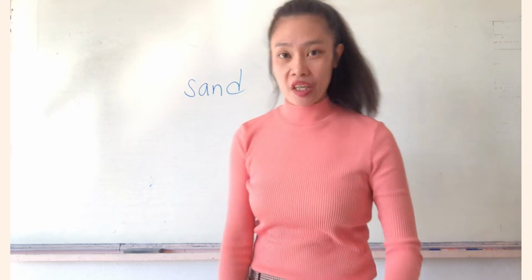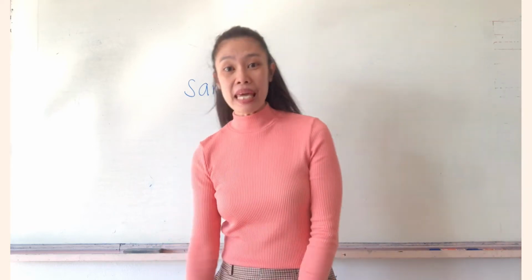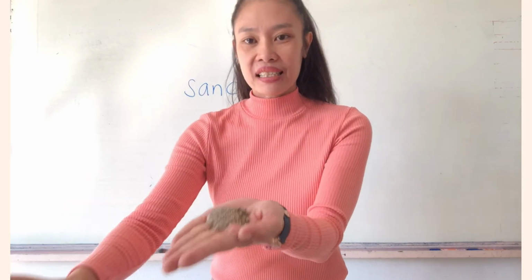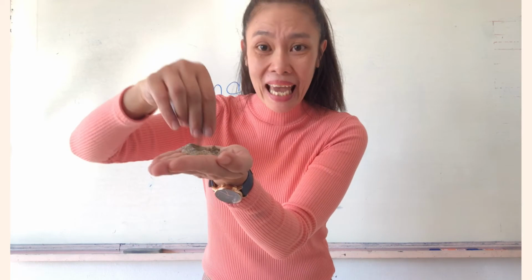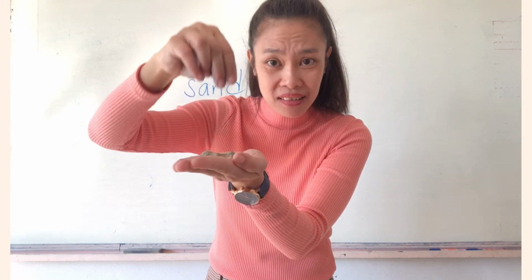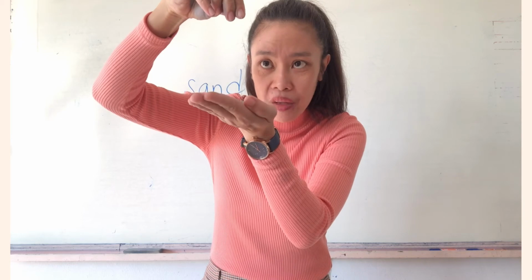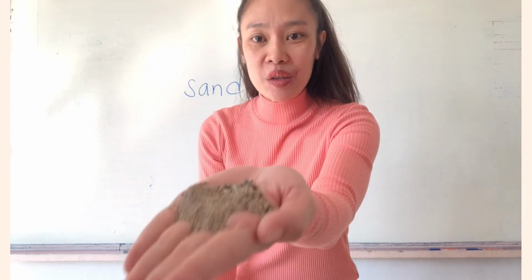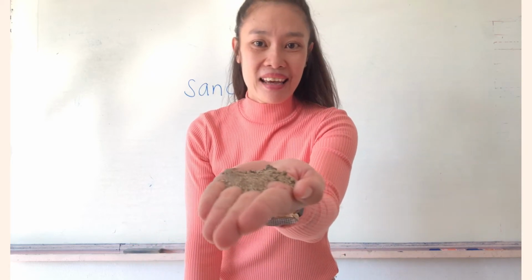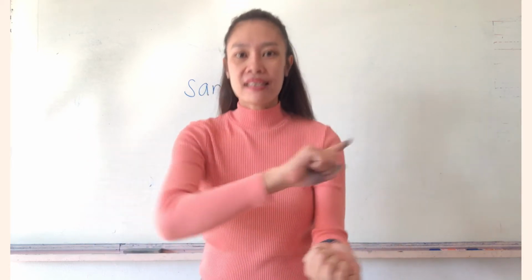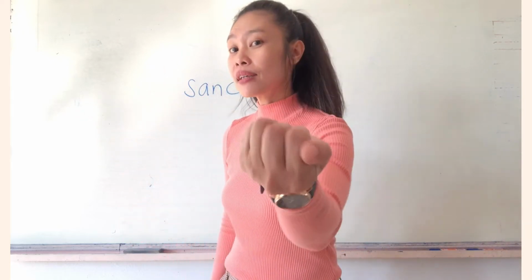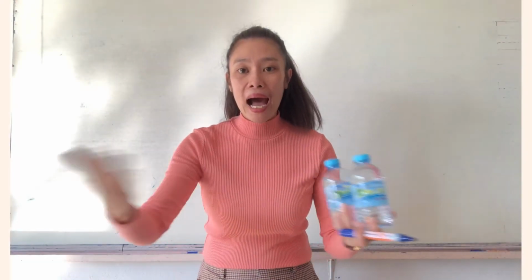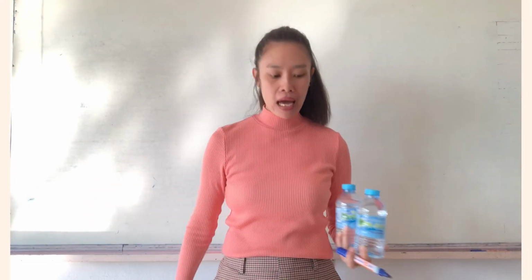Another example of uncountable noun is sand. You know, the sand at the beach. Now, sand. Can we count the sand? Can you count the sand? 1, 2, 3. Can you? No, we cannot. We cannot count the sand. Alright, so sand is an example of uncountable noun.